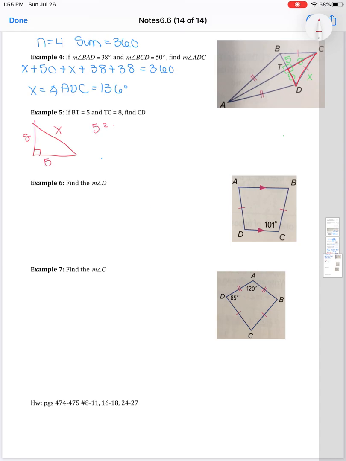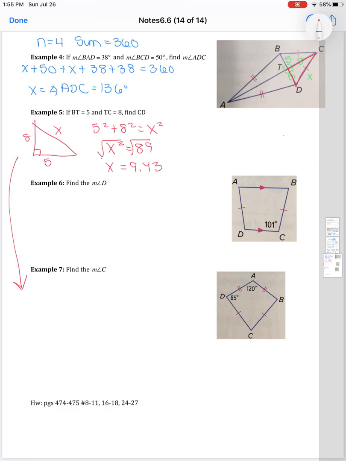Now, for the second one, though, now we're focusing diagonal based here. Green, I guess we'll say. So it says if BT is 5 and TC is 8, and we want to find CD. Well, if BT is 5, then TD is 5.